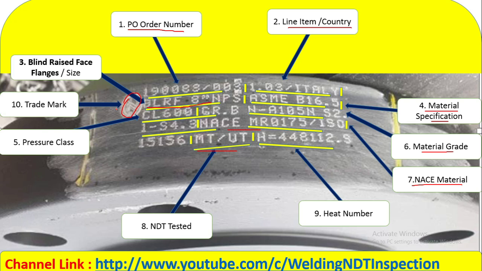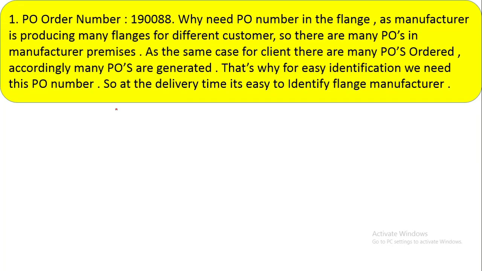Now I will go through each item: PO order number, line item, country. Why are they required? You see here the PO order number 190088. This is not mandatory as per B16.5, but why do we need a PO number on the flanges?